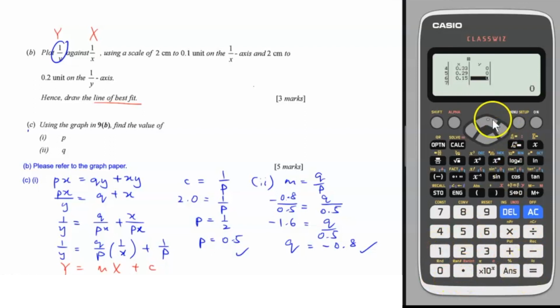Now we fill up the y column, which are the 1 over y values. The first one is 0.93, equals, and then the next one is 1.09, then equals, then 1.39, then equals, and then 1.45, equals, and then 1.54, equals, and then lastly 1.79.